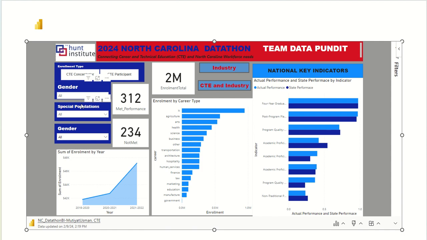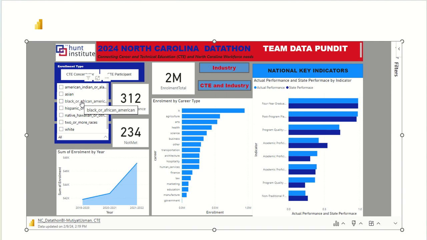Also, in this dashboard, we are able to look at the count and percentage of people that met growth and the percentage of people that did not meet growth. Now, this is the breakdown by race. You can see Asian, Black American, American Indian, and all of that.